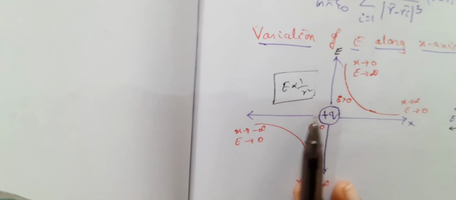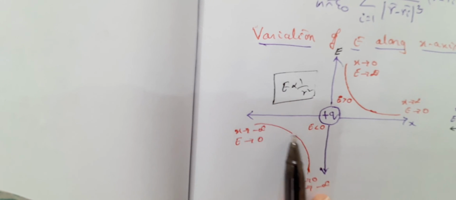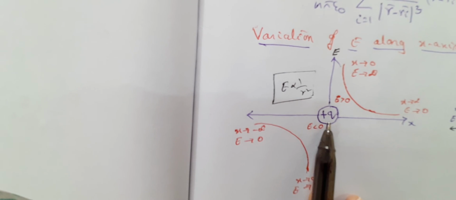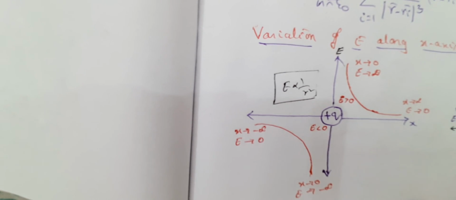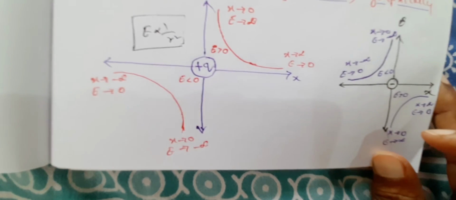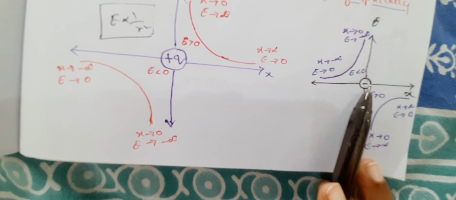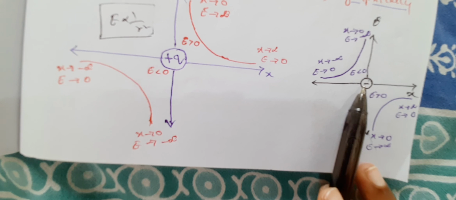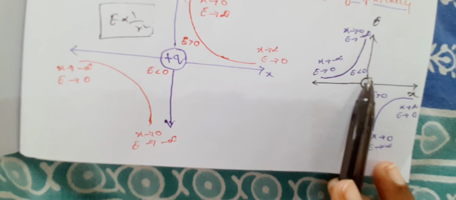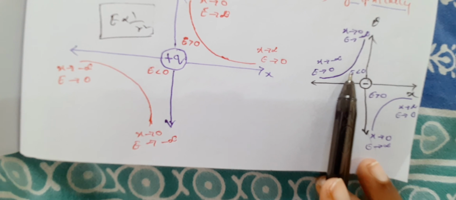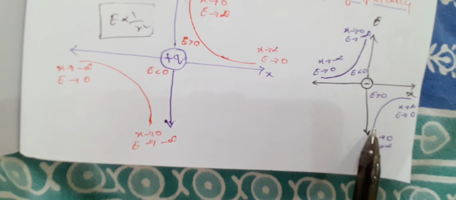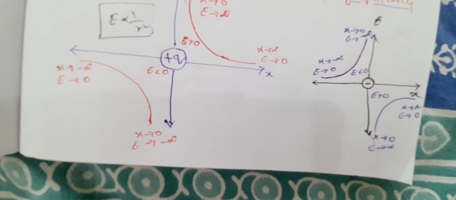When E is less than 0, this is how the graph will be. The previous graph is for a positive charge, and under the same situation, if you observe, this is how the graph looks for the variation of electric field strength due to a negative charge, that is when E is less than 0, and the earlier one is for E greater than 0.